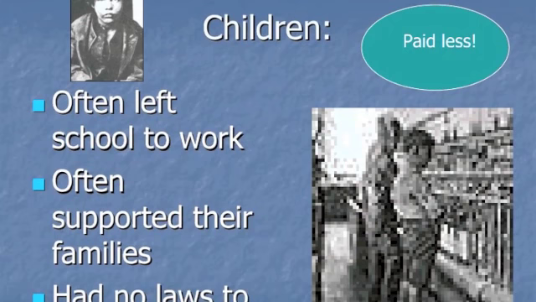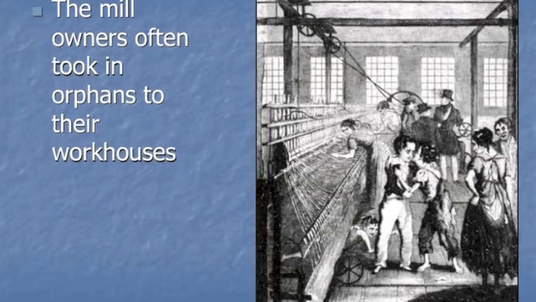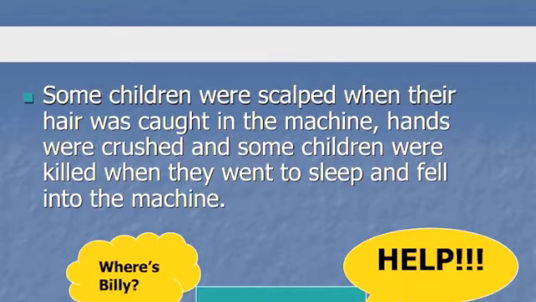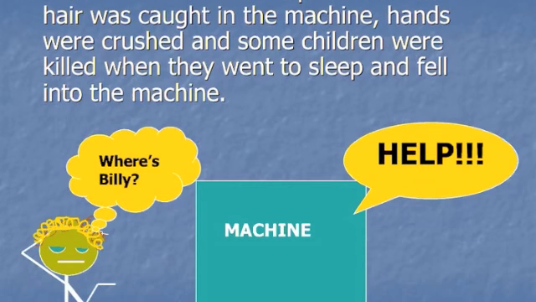Children often left school to go to work, and in England, it wasn't until the 1830s that there were laws that said, hey, no children under 9 could work. But 9 years old, hey, you don't need to go to school, you could go to work even then. The children often supported their families, especially if their parents were hurt on the job. And mill owners often took orphans, because, hey, you don't need to pay orphans because they're technically your children. How convenient.